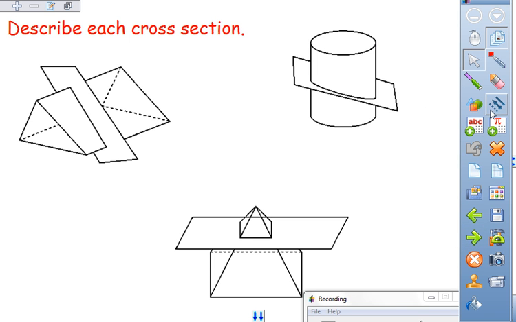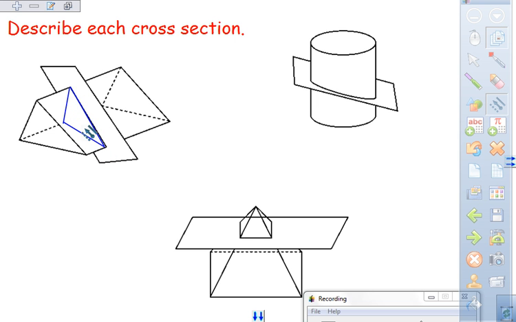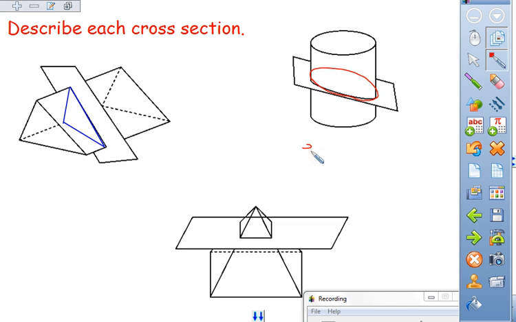So it says, describe each cross section. If I cut through this triangular prism, I would end up touching here, here, and then at this piece that's already drawn in. So this cross section would be a triangle. Up on top, again, this is already shown, but the other part would be over there, and this would be an ellipse or an oval. You haven't probably learned the word ellipse yet, but you will in Algebra 2.